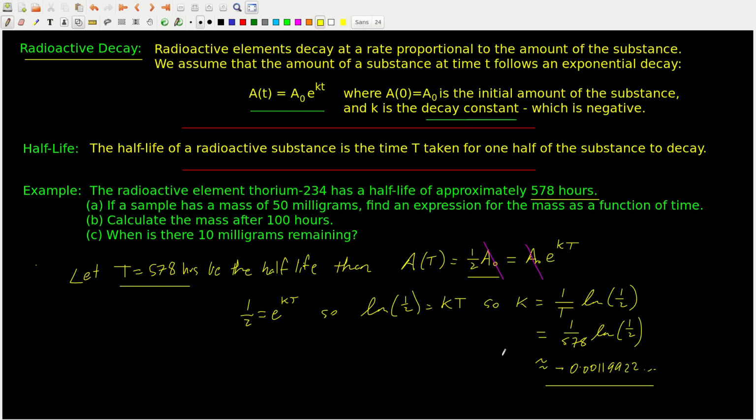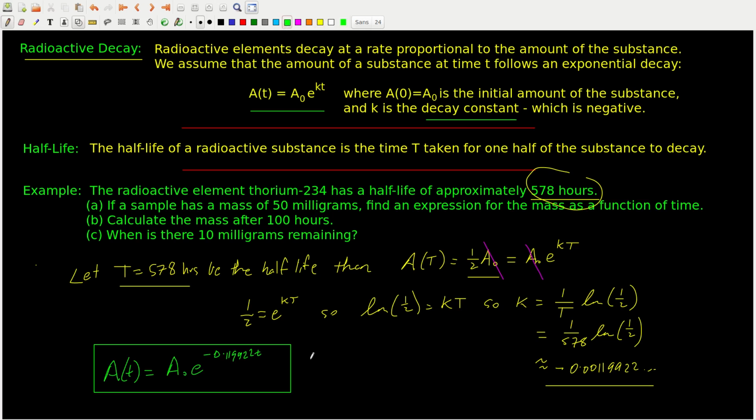So now we know the decay constant. That's our first job every time. If we're given a half-life, we can find the decay constant. Once we have the decay constant, we can write down the equation which governs the decay. We still don't know an initial starting value, but we know this decay constant, so we just plug it in. In part A of the problem, it tells us the initial sample mass was 50 milligrams. So plugging in that initial mass gives us the mass of thorium as a function of time. It's 50 times this.